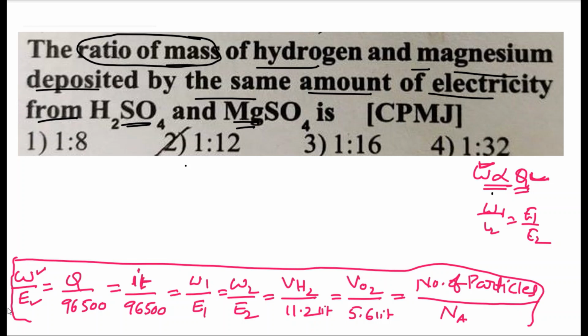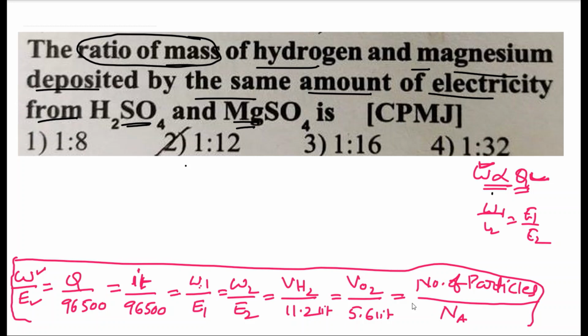So this is the weights ratio: W1 by E1 is equal to W2 by E2, where W1 means weight and E1 is equivalent weight. So this is the shortcut formula, the sequence formula. You can apply it to any problem related to Faraday's law.